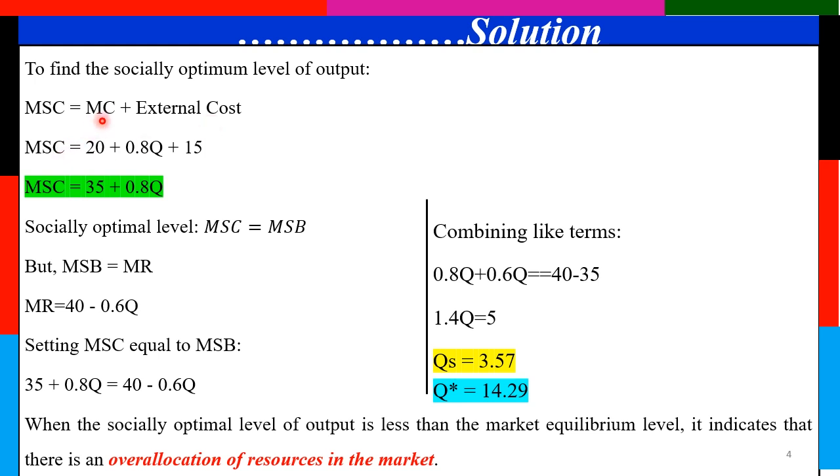Already the marginal social cost function is given above. This is the marginal cost plus the external cost, which is $50. So when you add this number, then you can get what?